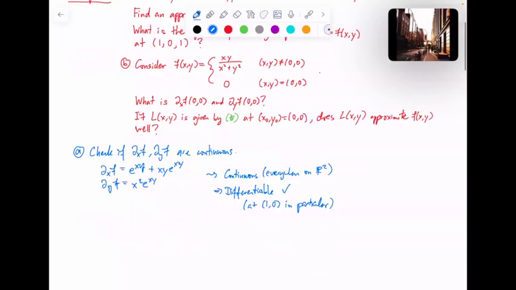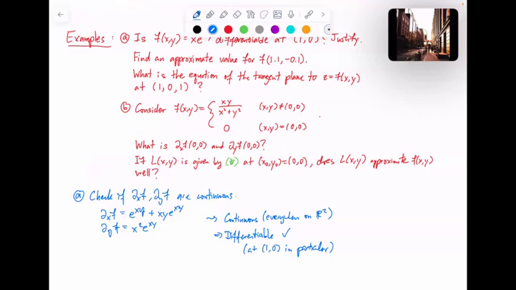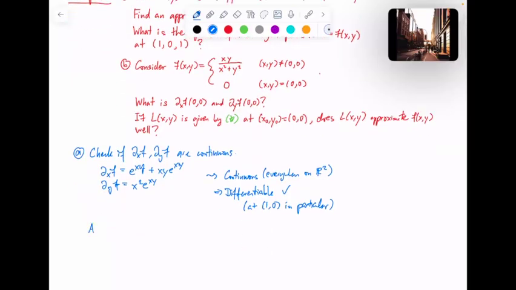There's one question on that. Okay, so how do I find the approximate value for f at 1.1 and minus 0.1? What's a reasonable base point for my approximation here? Right, so I could try 1, 0. So for the approximation, we could linearize near the point 1, 0.